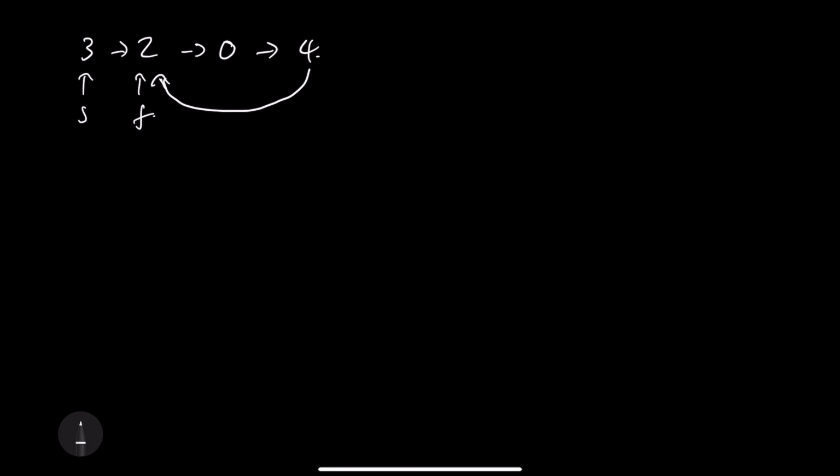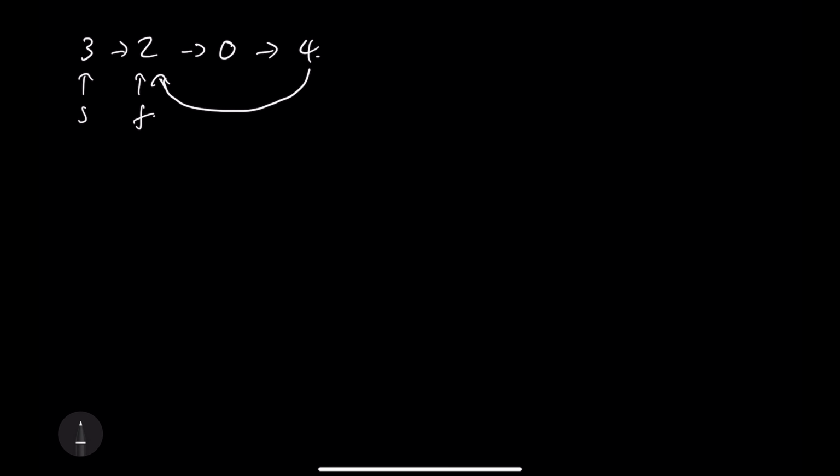Because if there is no loop, then the fast pointer will always be ahead of the slow pointer. But if there is a cycle, then the fast pointer goes around, and the slow pointer catches up with the fast pointer, and then they will meet at the same node. So to demonstrate that, we will go through this example. So at first it will look like this.